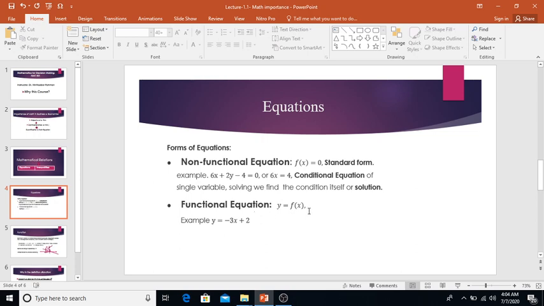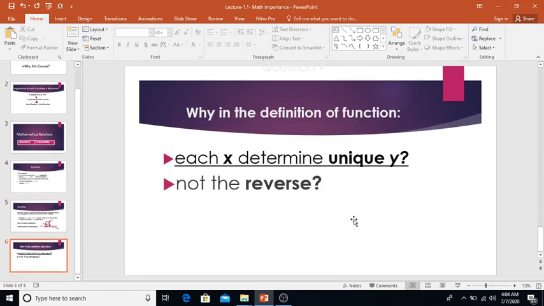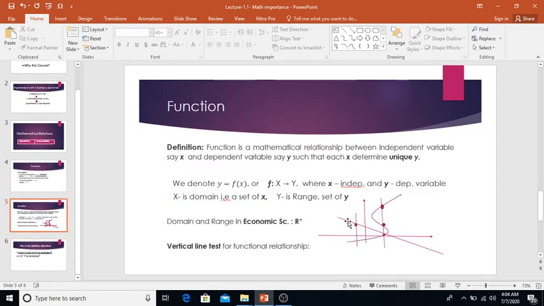Another equation is functional equation. When y equal to f of x, that is at the left side dependent variable y with coefficient 1, and right side all other things, f of x. Suppose for example y equal to minus 3x plus 2.